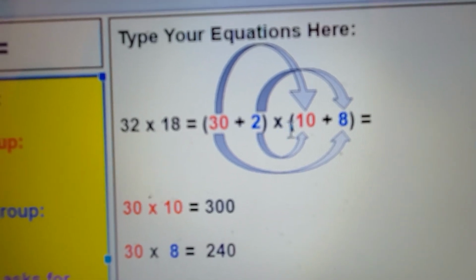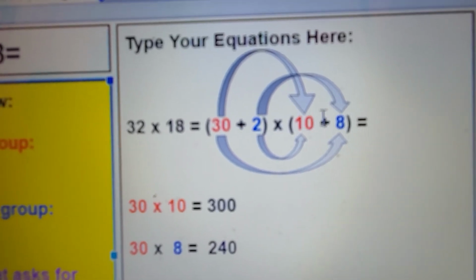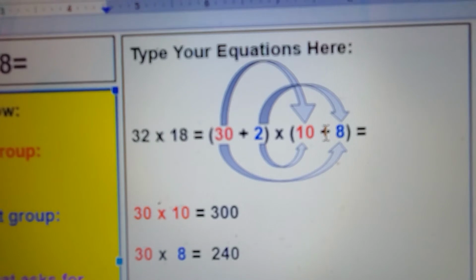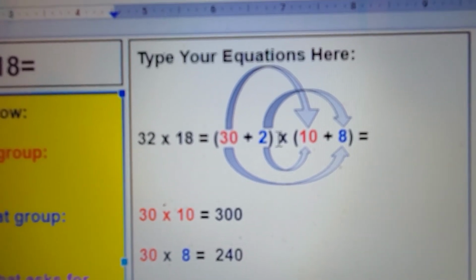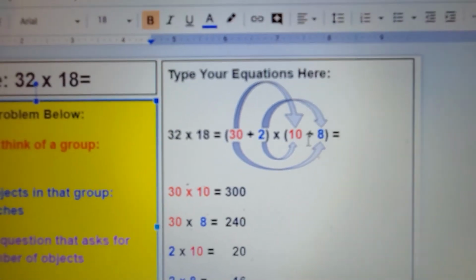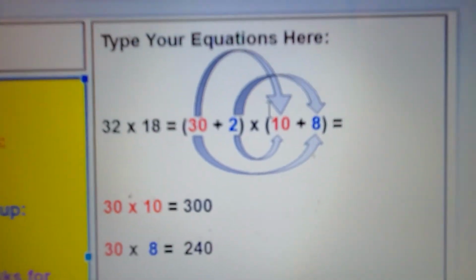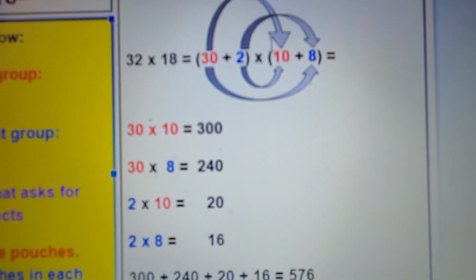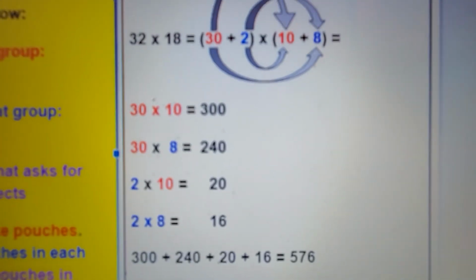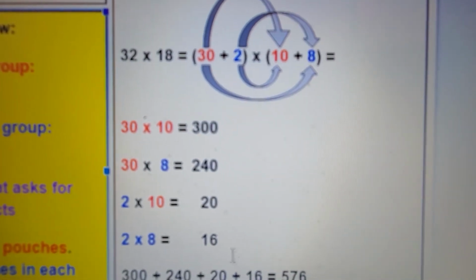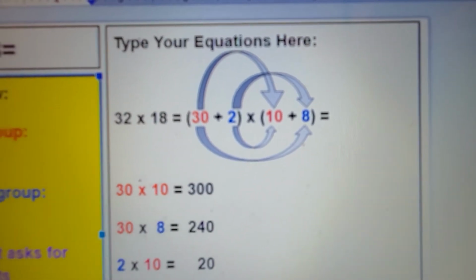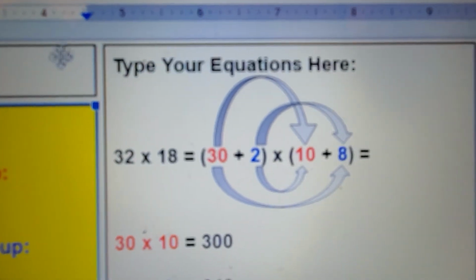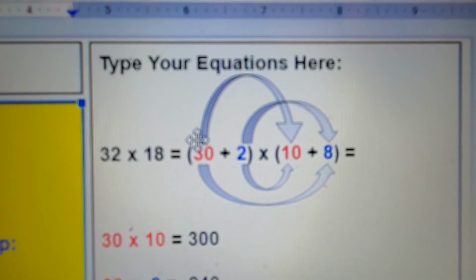So when I split this up, I'm still multiplying 32 times 18, except I'm thinking of the 32 as 30 plus 2 and multiplying by 10 plus 8. Now, when you break up and create your cluster are these 4 equations here. There's a method to doing it. See the arrows? See this first arrow right here? I'm going to try to trace it.